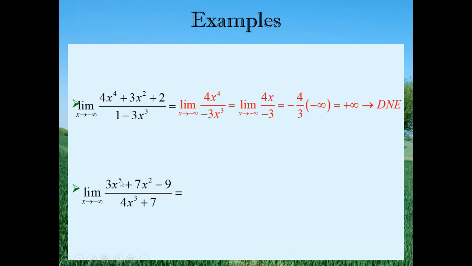Here I've got 3x to the 5th plus 7x squared minus 9 all over 4x cubed plus 7. The highest terms, 3x to the 5th all over 4x cubed. I've got 3x squared over 4 as x goes to negative infinity. Well, negative infinity squared is positive infinity, but that still does not exist.